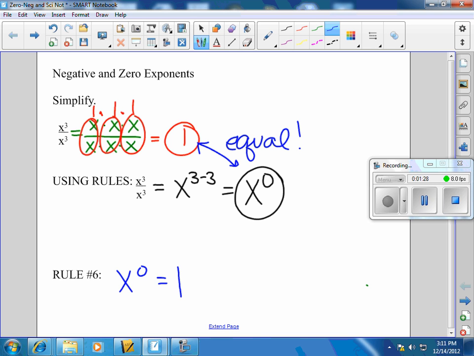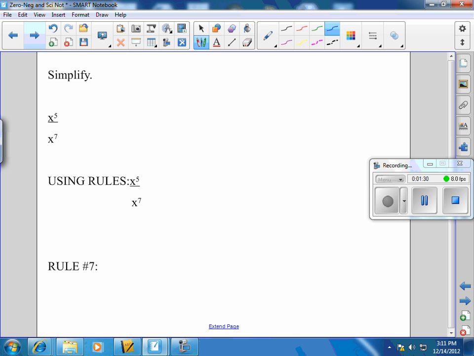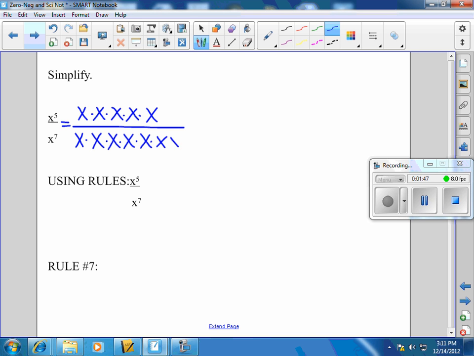So, moving on to the next rule, and this is actually the last rule that we need to learn for exponents. So, simplify again. Forget that we know the rules. This means 5 x's on the top, and on the bottom I'd have 7. So some of these are going to cross off. The first 5 will actually, and we'll be left with 2 of them.